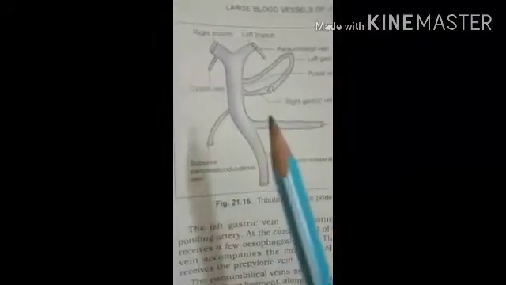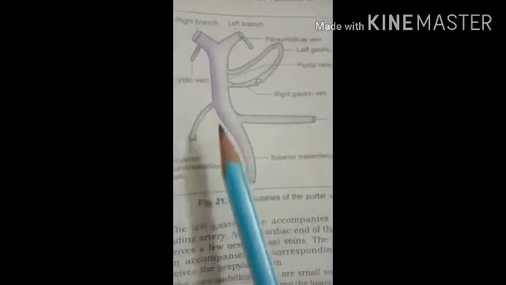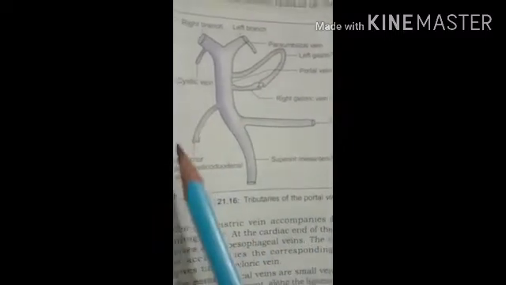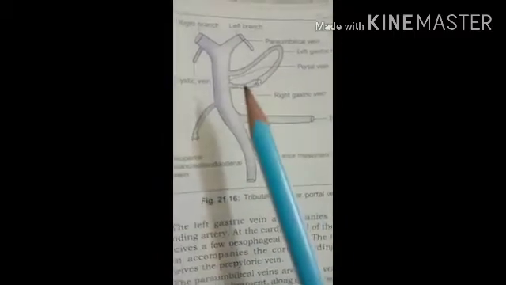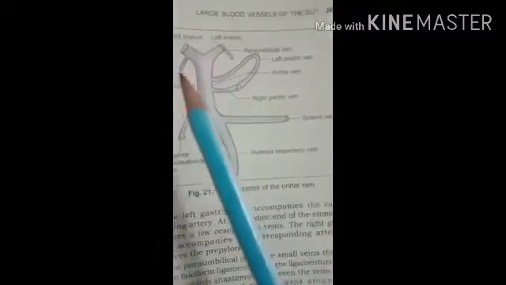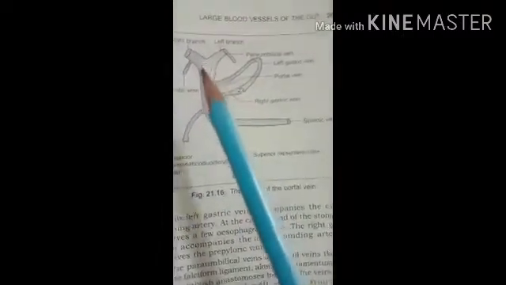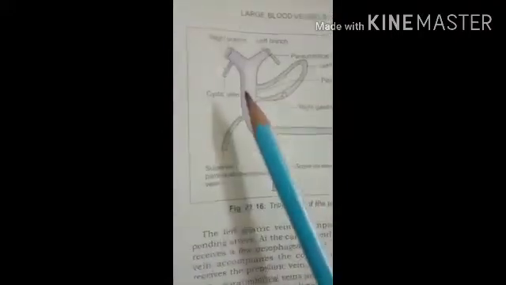Generally all the veins have valves, but the portal vein and its tributaries are devoid of valves. Then it transports the products of digestion of carbohydrate, protein and other nutrients from the intestine, and the products of red cell destruction from the spleen, to the liver.